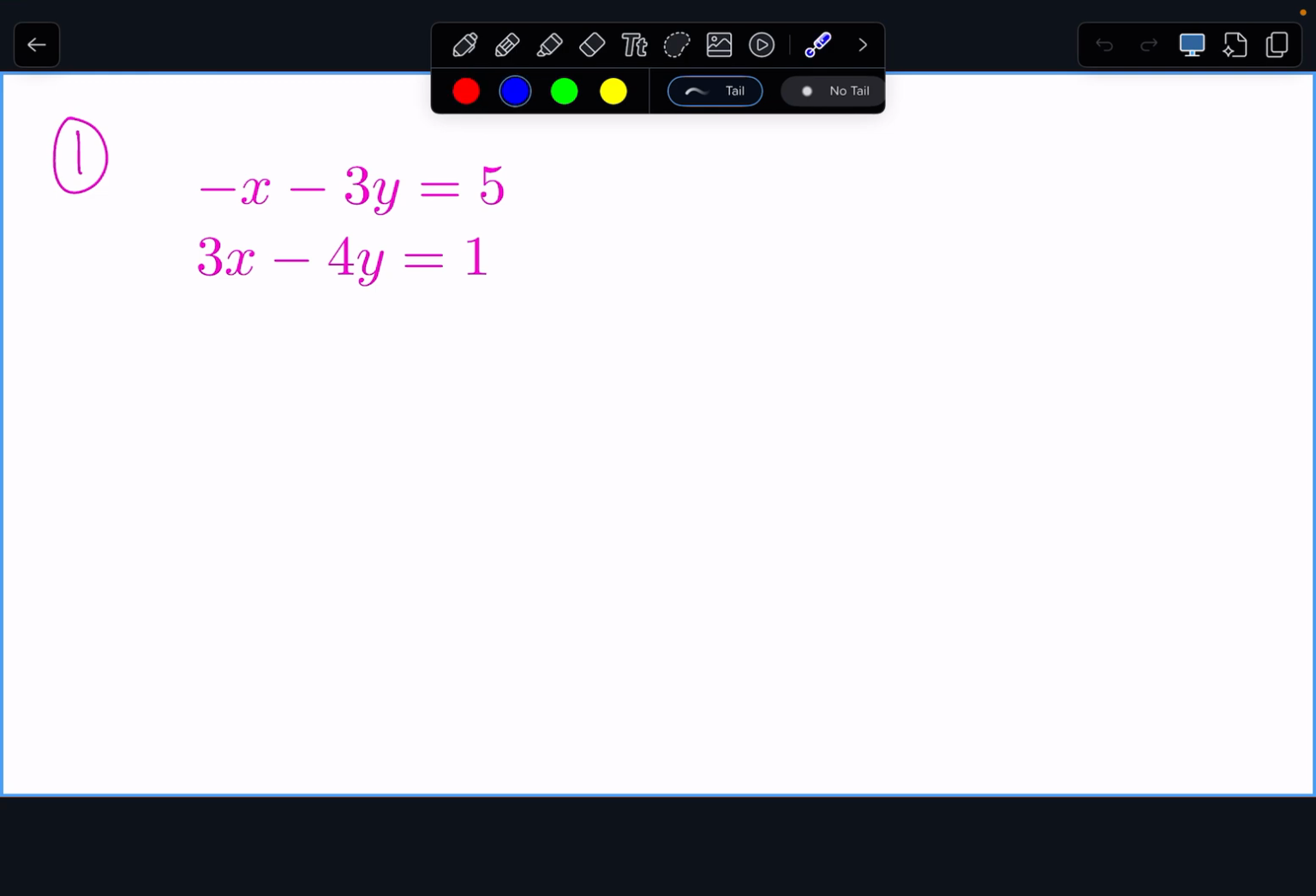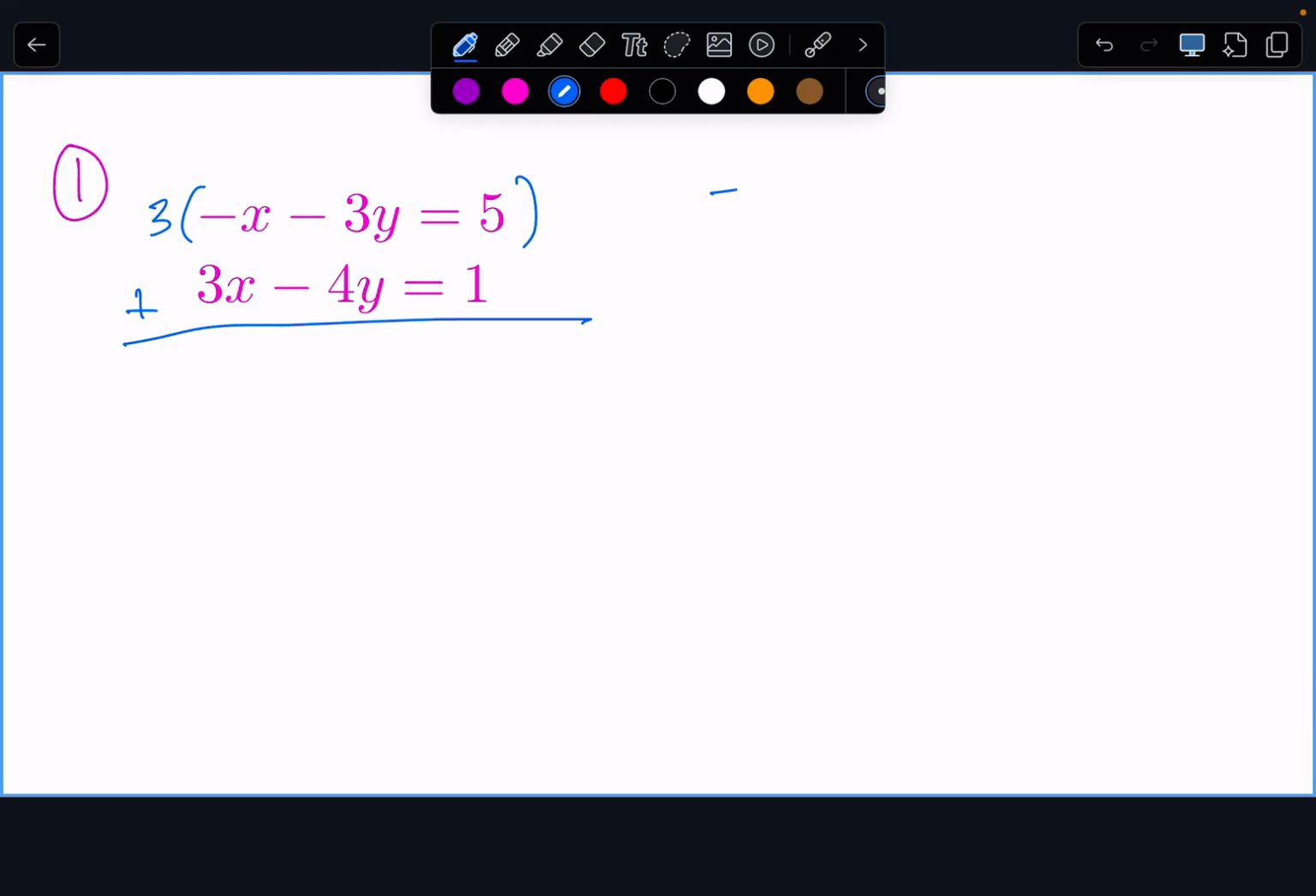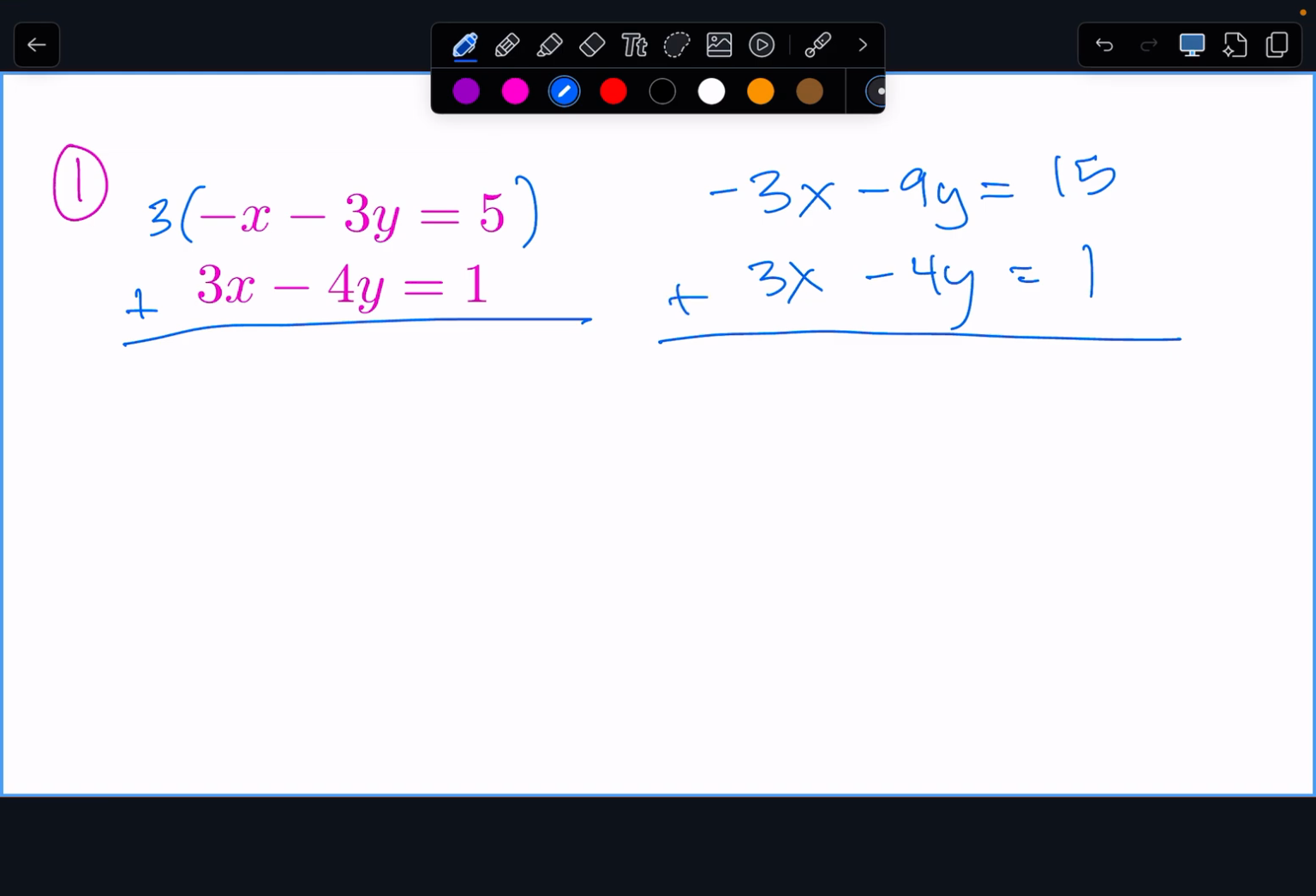So I'm going to take this row and times it by 3. And then add them together. So like that would be negative 3x minus 9y equals 15. And 3x minus 4y equals 1. Add those together, and the x's cancel, and you get negative 13y equals 16.